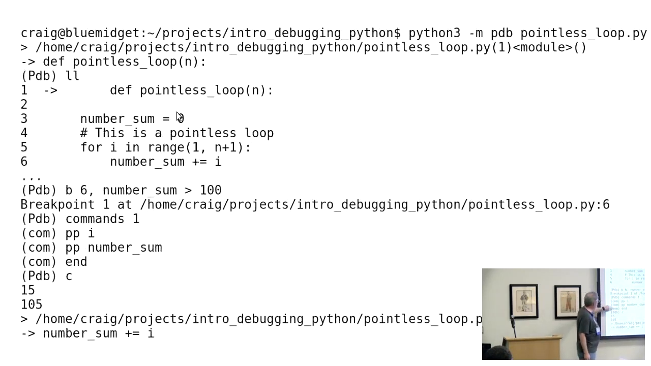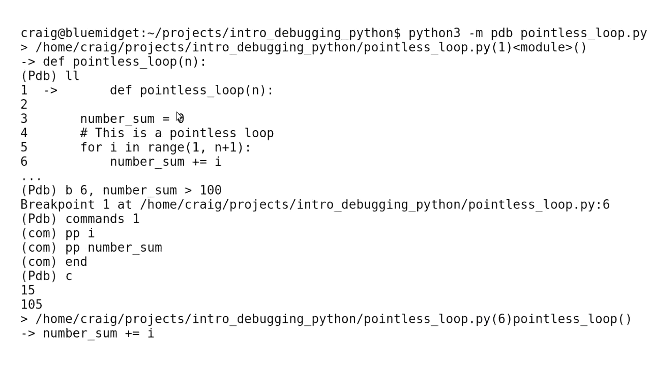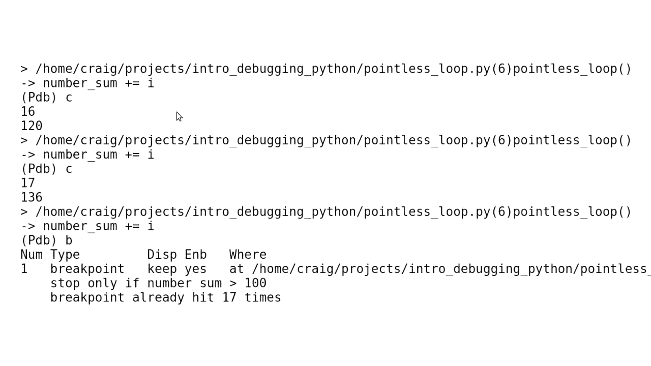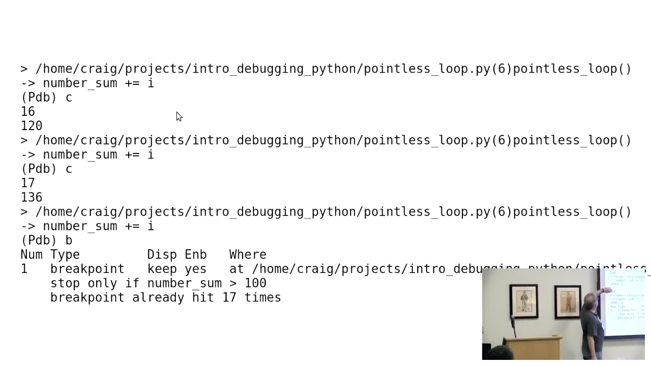So I can also do commands. I say pretty print i, and pretty print the number sum, and then continue on through. And what you'll see is if I hit continue, it'll show i, which is at 15, and show the number sum, which is 105, which happens to be greater than 100. Thank you, computer. And then it brings us back to the prompt. So we can continue from that point, and it'll show us, yes, indeed, this is now hitting it. It continues to hit that breakpoint because number sum continues to be greater than 100 in this case.